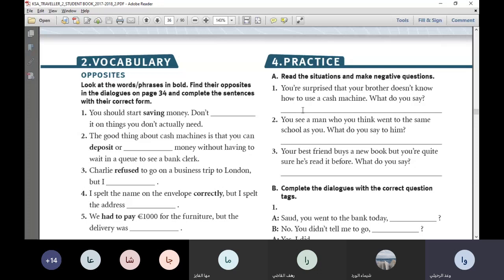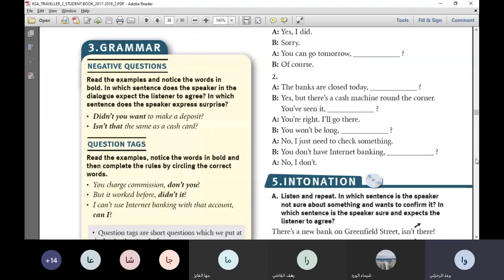Imagine now that you're speaking to your brother. You're going to say, "Don't you know how to use a cash machine?" Question mark. "Don't you know how to use a cash machine?" And then a question mark. This is about the negative question. This is how it's going to be in the exam if I'm going to bring them.